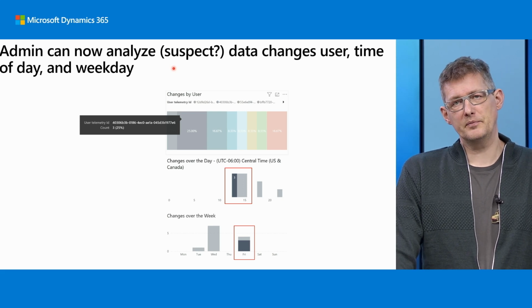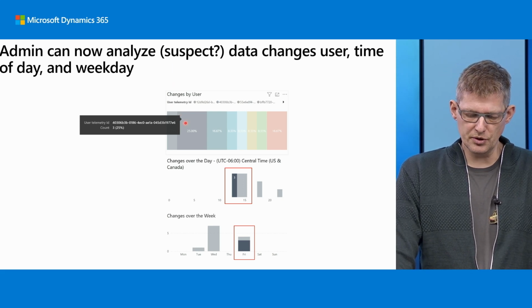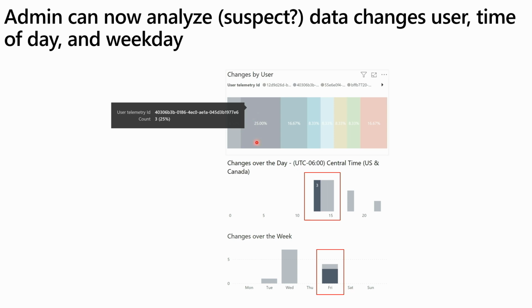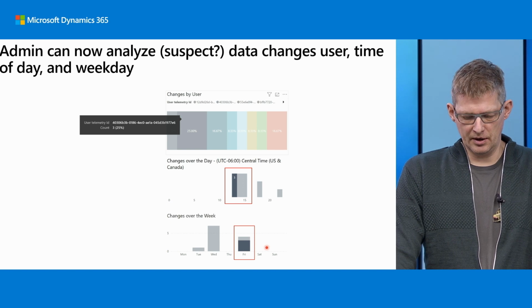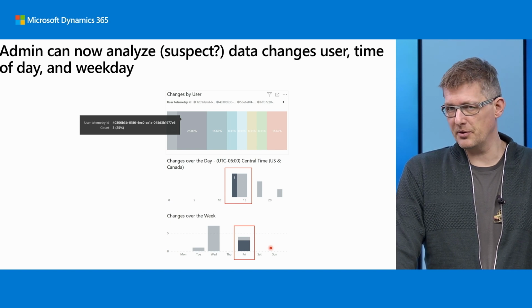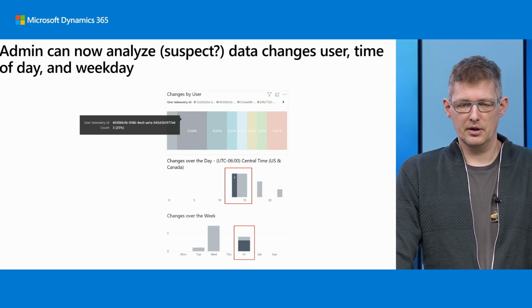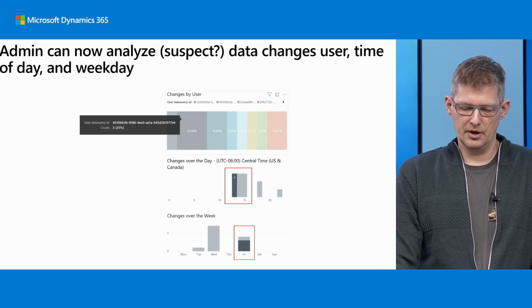suspicious data changes either by user. This user is doing a lot of changes. Apparently he or she is doing it in the afternoon. That's maybe okay. But what if this always happened at 1 a.m. on Saturday nights? Maybe there's something fishy going on. So you can use the report to see that.